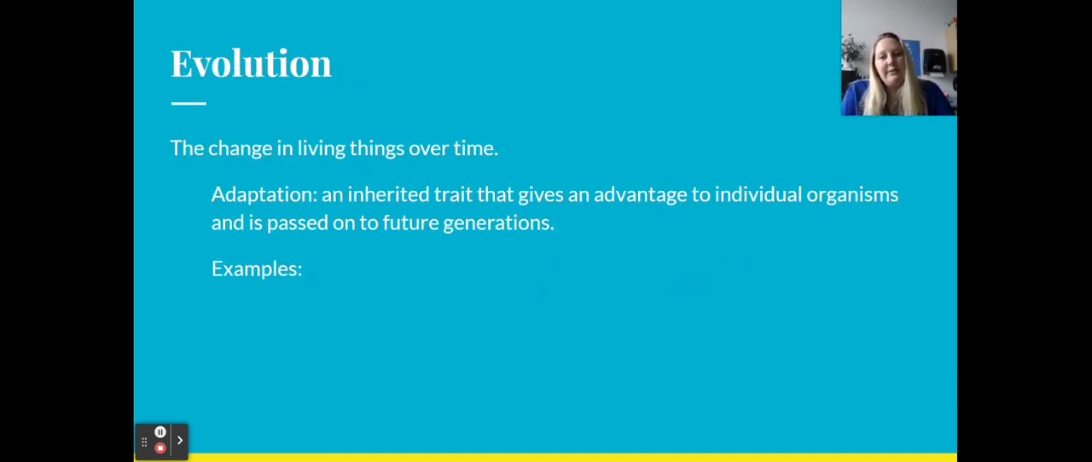Evolution is the change in living things over time. This is done through adaptations. These are inherited traits that give an advantage to the individual organism that can then be passed on to future generations. Things like long necks in giraffes, camouflage in certain organisms. Those are all adaptations that are passed from parent to offspring that make them more likely to survive in the environment.